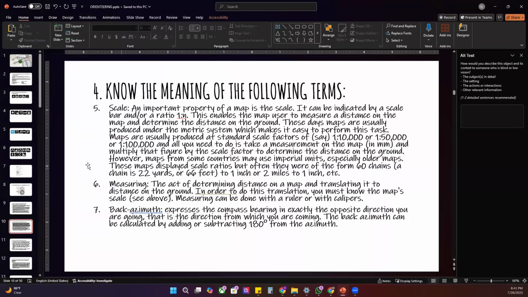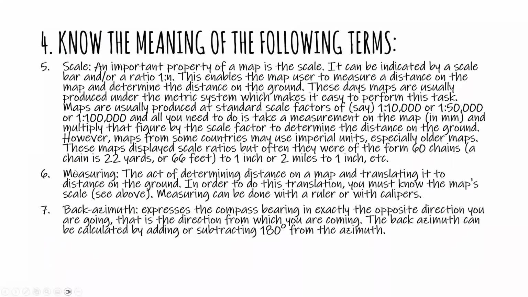All right. Let's keep going with our vocabulary, with our terms. Then we are at measuring. Measuring is the act of determining the distance on a map and translating it to distances on the ground. Just what we did, the example of how long it was from the parking lot to the other end of the park, that is, we were measuring. In order to do this translation, you must know the map's scale, which was the first thing that we did, right? We measured, okay, half an inch is equal to a mile, and this is how we make that conversion. Measuring can be done with a ruler or with calipers, okay?